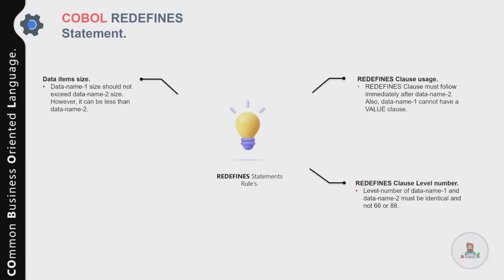However, it can be less than data name too. And the last one is, in case you're using the redefines clause in an array or table, then data name to item cannot have an occurs clause.